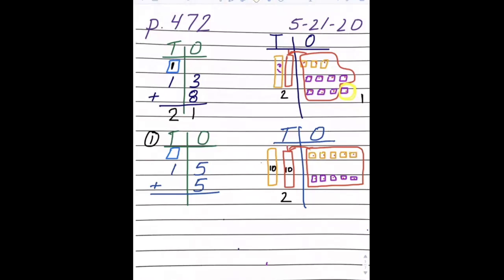So five ones plus five ones equals 10 ones. So I write zero because look, I don't have any ones here left. So that's zero. And I carry the one over to the tens place. So one group of 10 plus another group of 10 equals two groups of 10. So 15 plus 5 equals 20. The scene is number 2.